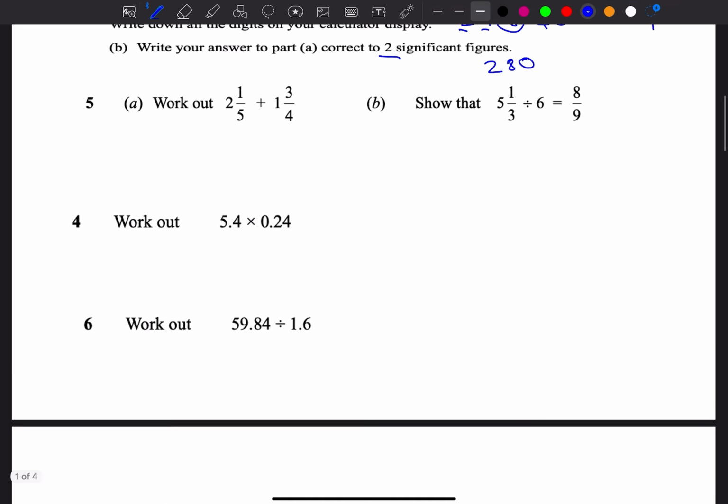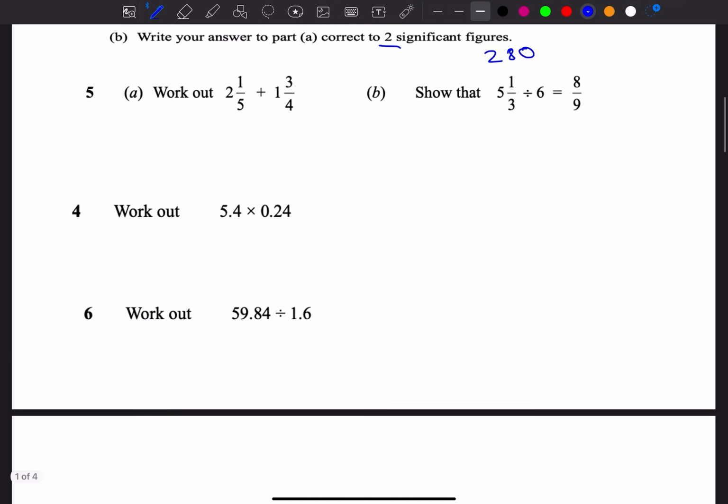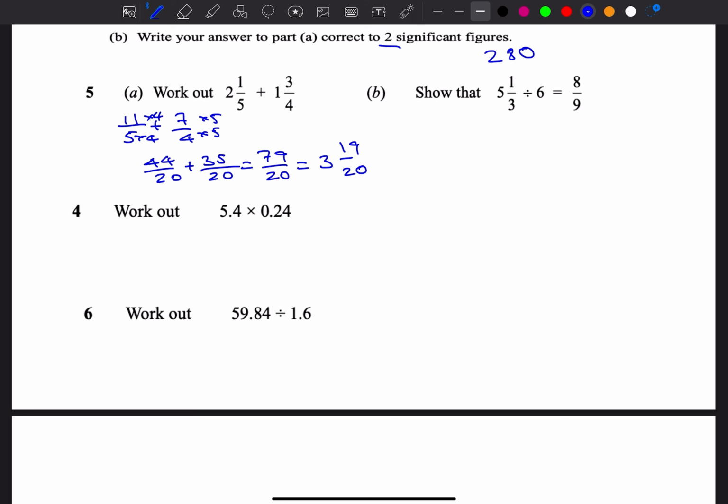Yeah. Fractions you should know, non-calculator now. So what's that? 11 over 5 and 7 over 4. Times it by 5, times it by 5, times it by 4, times it by 4. 44 over 20 plus 35 over 20. 44 add 35 is 79 over 20, but leave it as a mixed fraction. How many 20s go into 79? 3 of them, and 19 remainder, over 20. Okay. That gives you 16 over 3.